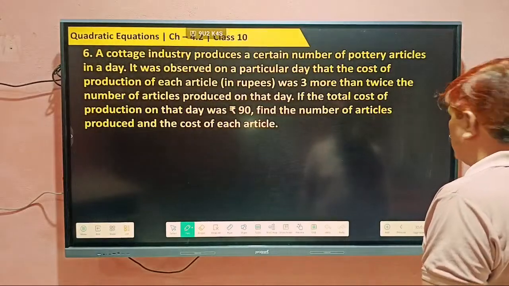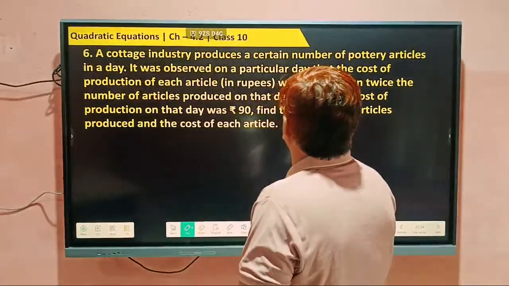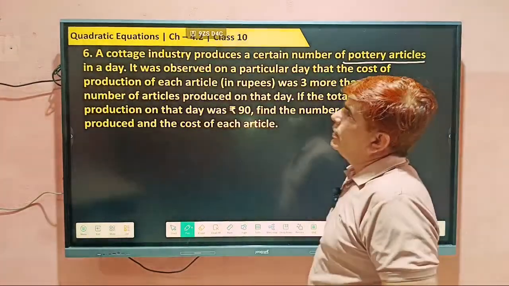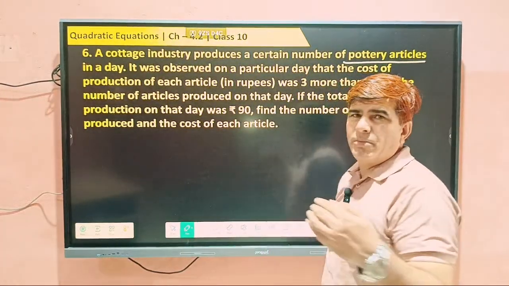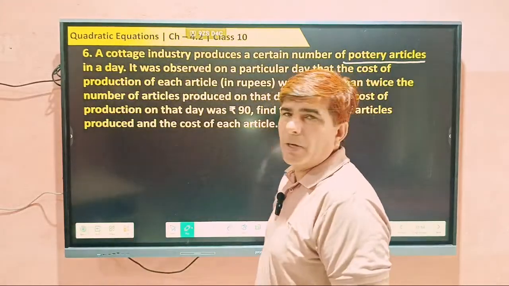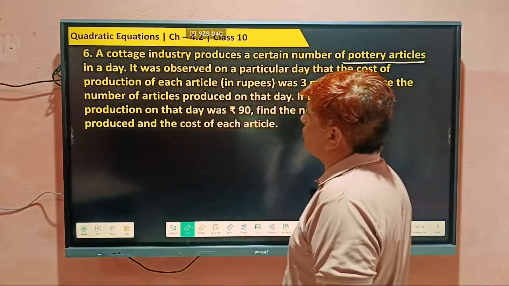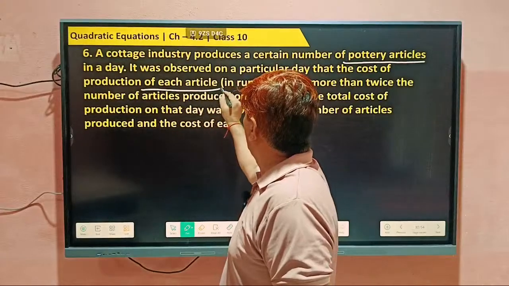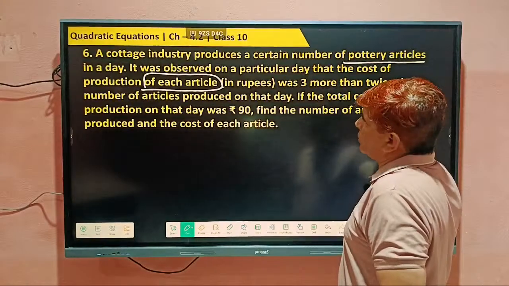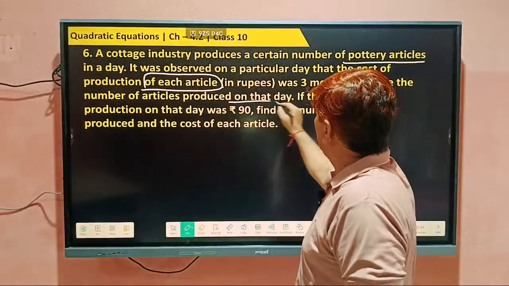So one more question is given. This is also an important question. A cottage industry produced a certain number of poultry articles in a day. It's like example number 1, which I already told you. It's related to the second part of that example. It was observed on a particular day that the cost of production of each article was 3 more than twice the number of articles produced on that day.